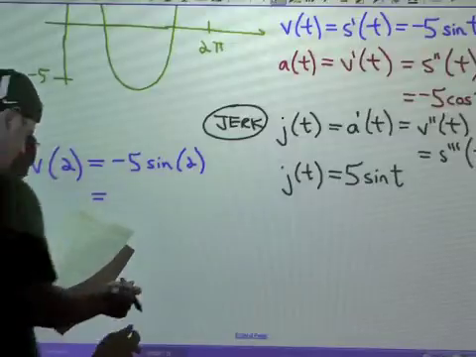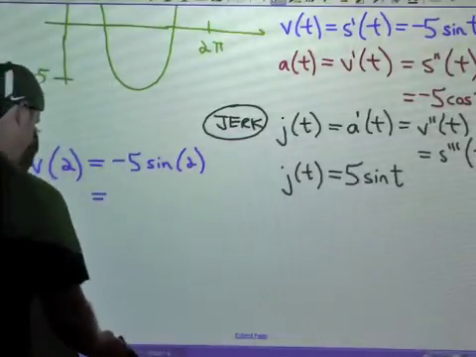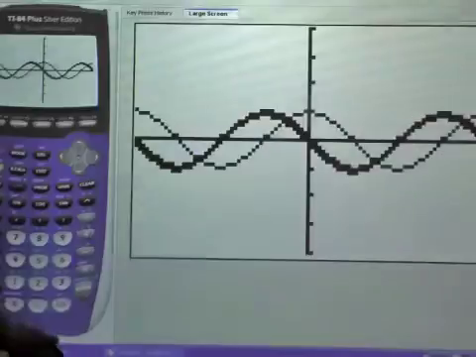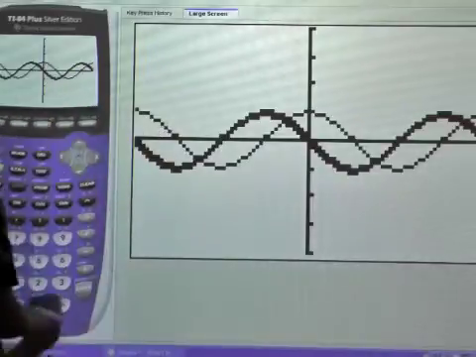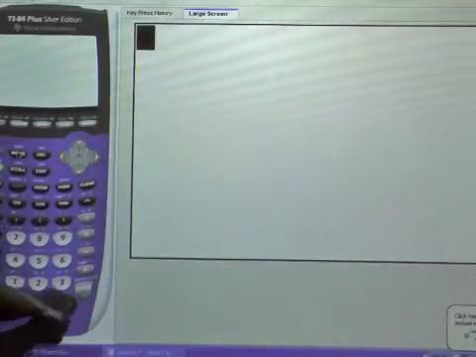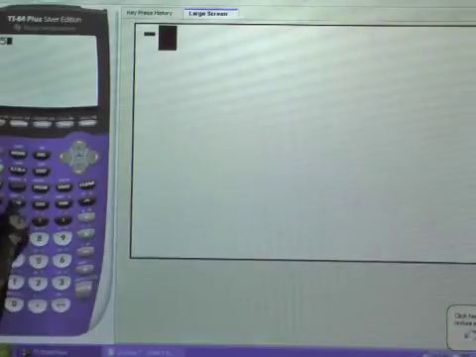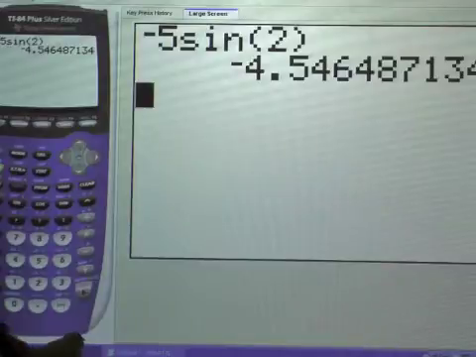Turns out if you do sine of 2, let's actually do that in the calculator. So do -5 times sine 2, in radian mode. So it gives us this answer. So it's -4.546.